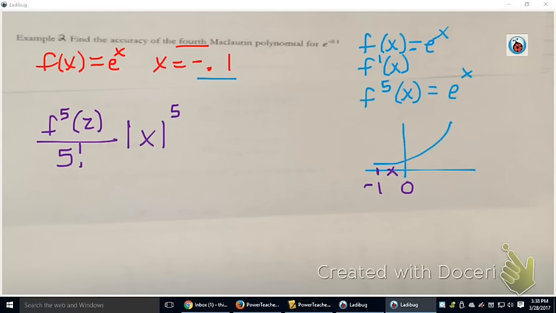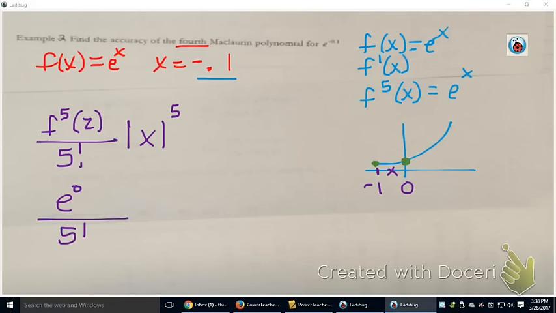Is e to the x bigger at negative 1, or is e to the x bigger at 0? Well, it's bigger at 0, obviously. So what I'm going to put in for f to the fifth of z is e to the 0, because e to the 0 is bigger than e to the negative 1. So for my formula, I'm going to put e to the 0 up there for the fifth derivative at z, because 0 would be biggest.